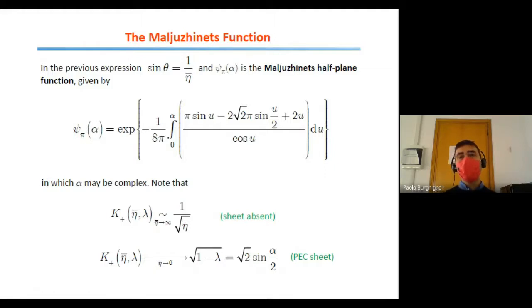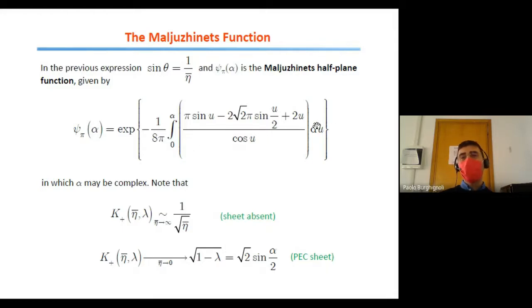In particular, this kind of function psi sub pi is the one that occurs in the treatment of the half plane, that is the Sommerfeld problem we are considering. And this is one possible explicit expression for this function that is given in terms of an exponential of an integral, where eta is the upper integration limit, and here you have the integrand as a function of u, the integration variable. Okay.